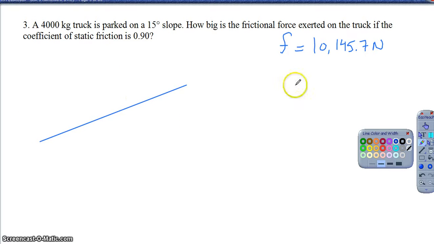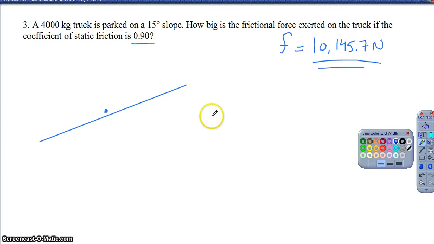Okay, so question 3 here is a little bit tricky maybe at first. Hopefully not terribly bad though. Here's the right answer, so if you got that right, feel free to jump ahead. For those of us that want to look at this, we've got our truck parked on the hill here. We know that the truck's force of gravity would be pulling straight down, but they really just asked how big is the frictional force exerted on the truck if the static coefficient of friction is 0.90.